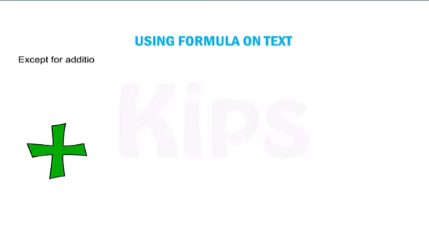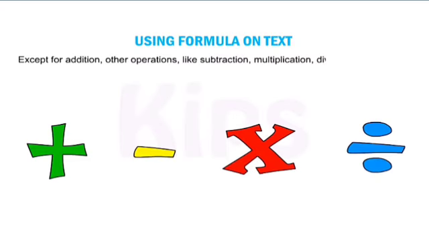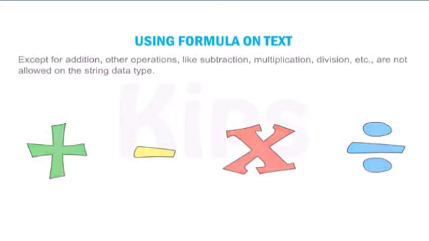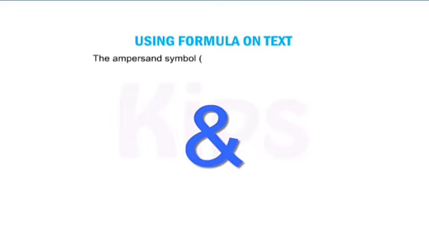Except for addition, other operations like subtraction, multiplication, division, etc. are not allowed on the string data type. The ampersand symbol is used to perform addition. Addition of two or more text values is called concatenation.